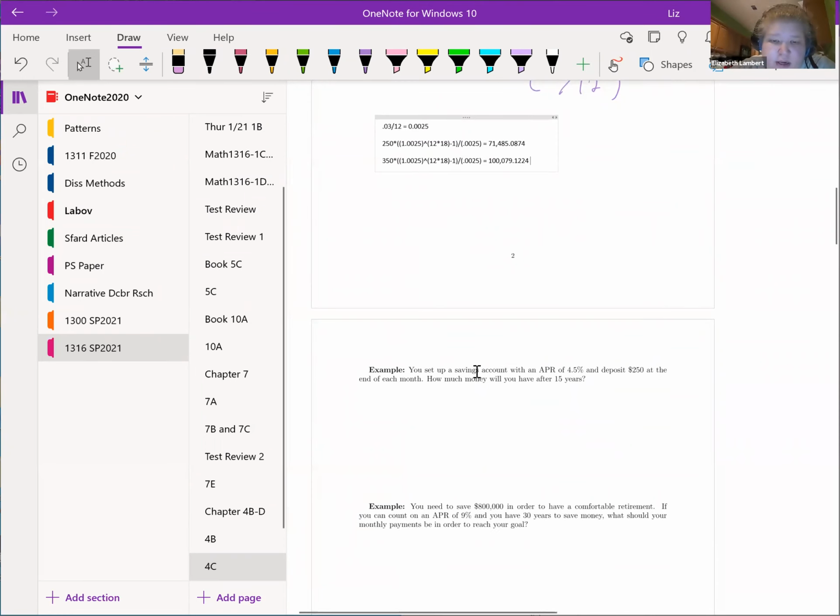So here, now it's a savings account with 4.5% interest, and we're depositing the 250 at the end of each month. How much money will you have after 15 years? Yes, because we all have $250 after we pay our bills to put in savings, of course. All right.